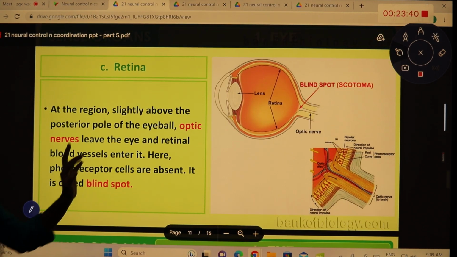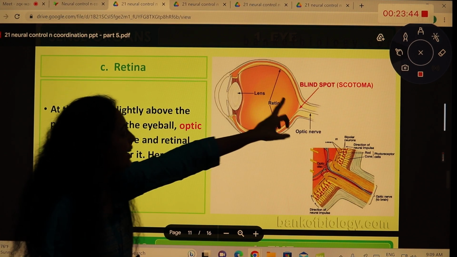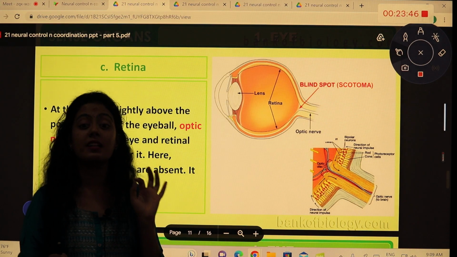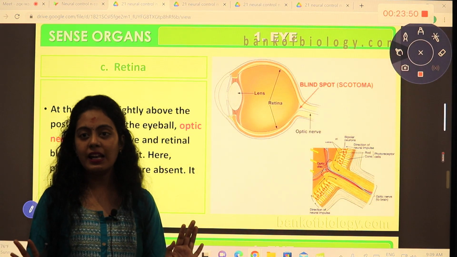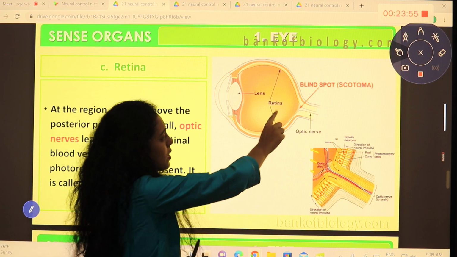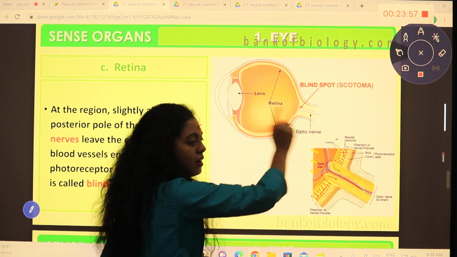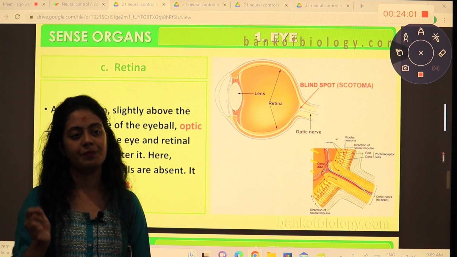Now there are two things on your retinal surface. One is the blind spot. What is this blind spot? It is a spot where rods and cones are absent. Blind means what? No rods and cones. So why are there no rods and cones? Because it is a place where the optic nerve leaves the eye. When it leaves the eye, where does it go? It goes to the brain.